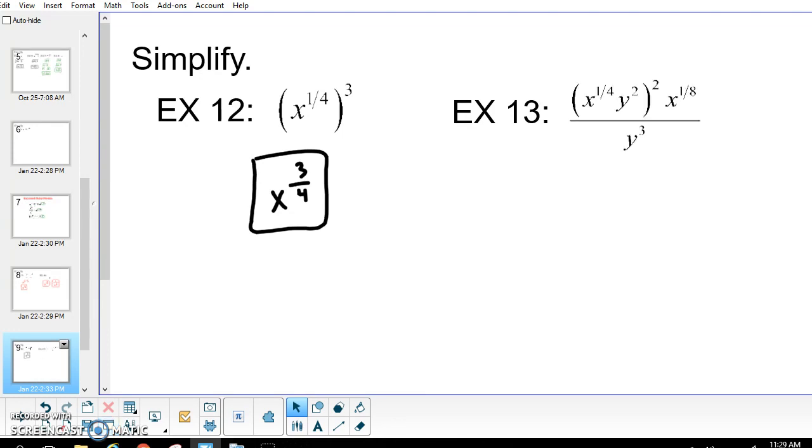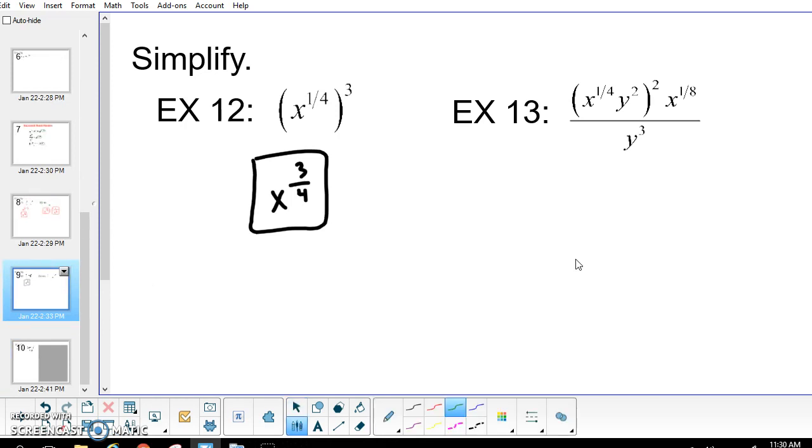All right, and then we'll look at this one. So lots of things we have to do here. The first thing is I see this exponent outside of parentheses, so I'm going to distribute that to both bases, and I multiply the exponents. So that's going to be x, and I'll do 1/4 times 2, which is 2/4, and then y to the 4th, 2 times 2. And then this x to the 1/8, there's no operation, so that's implying multiplication.